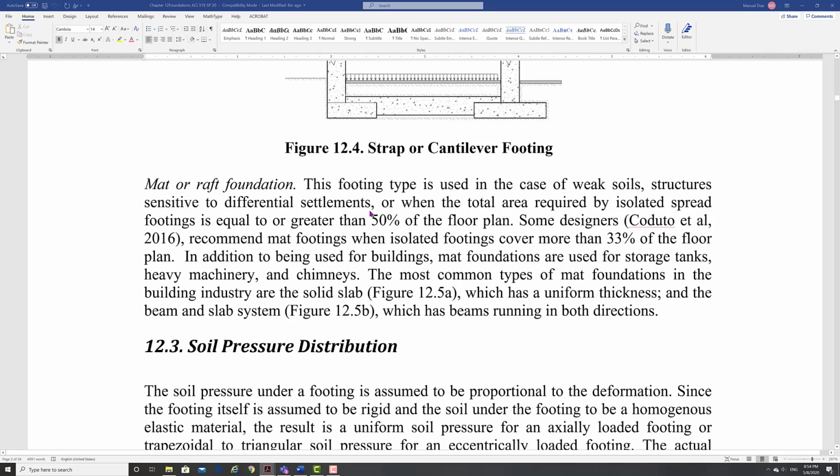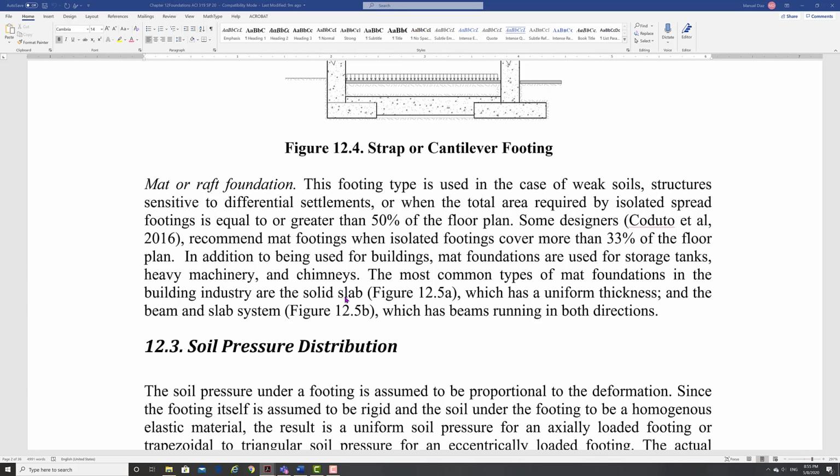The mat and raft foundation is a bigger one. This covers lots of columns, and usually it's used when your footings are taking about 50% of the floor plan, then definitely you want to do that, right? Some people go even at 33%, and you start putting these mat footings. Okay? And there are buildings that use this. Actually, our lab, the new structural lab, that's a big mat foundation, all right? We use it for storage tanks, heavy machinery, chimneys, okay?